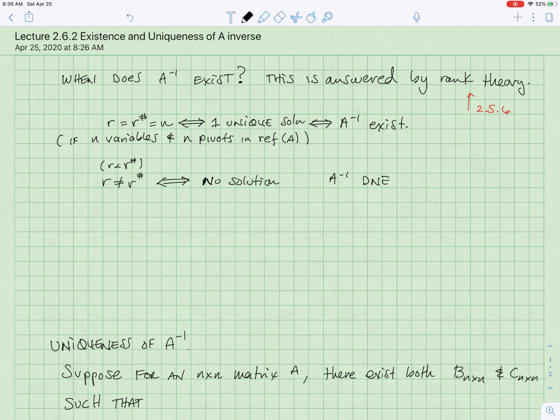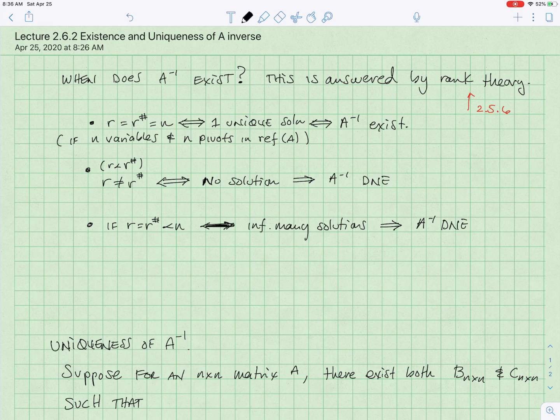But if there's no solution, that means A inverse doesn't exist, but that doesn't necessarily imply that if A inverse doesn't exist, then there's no solution. It could be that there are infinitely many solutions. And so this was case 1, case 2, case 3 in rank theory. If R does equal R pound, but they're less than N, we know that that is equivalent to the statement infinitely many solutions, and that would also imply A inverse does not exist.